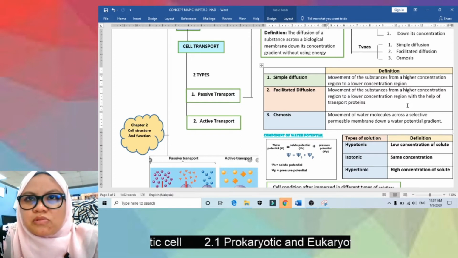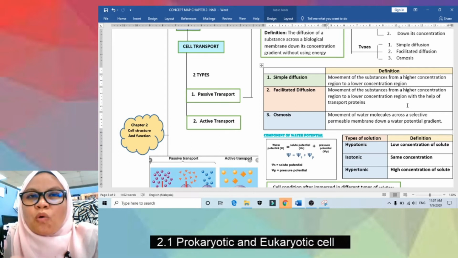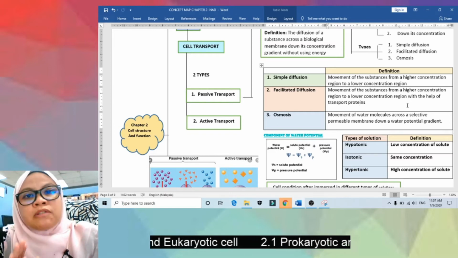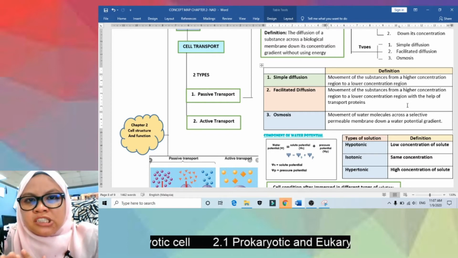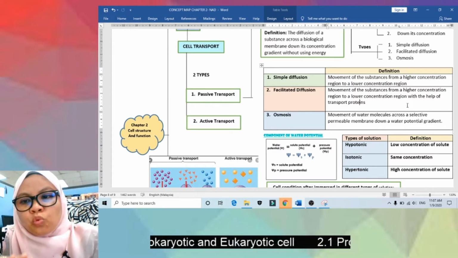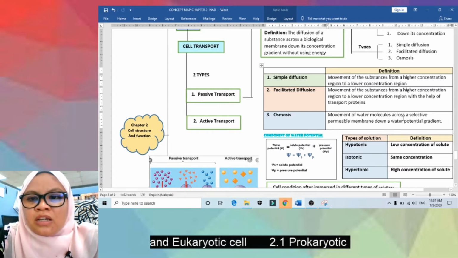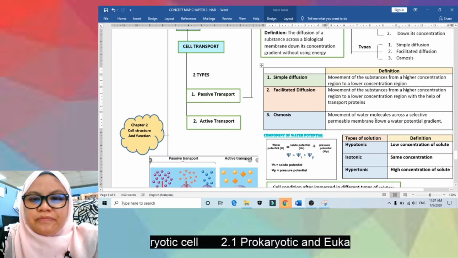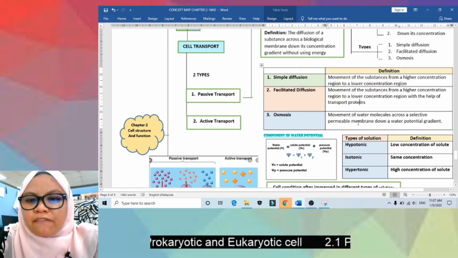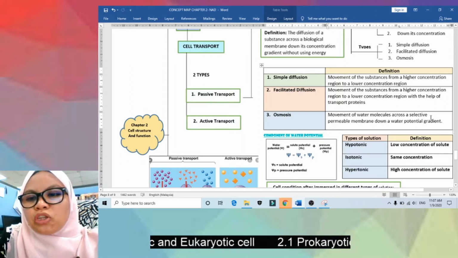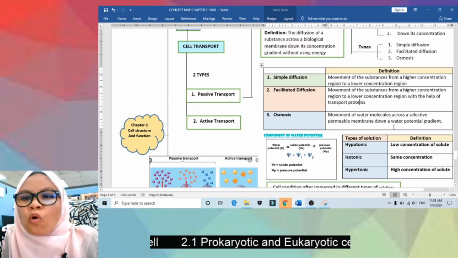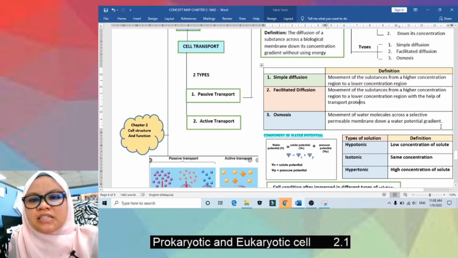Next is osmosis. It refers to the movement of water molecules. We must be specific, because osmosis refers to the movement of water molecules. The definition is the movement of water molecules from a higher water potential region to a lower water potential region across a selectively permeable membrane. Or you can say that osmosis is the movement of water molecules across a selectively permeable membrane down the water potential gradient. We do not use the term concentration gradient, we use water potential gradient. Nanti saya akan jelaskan.